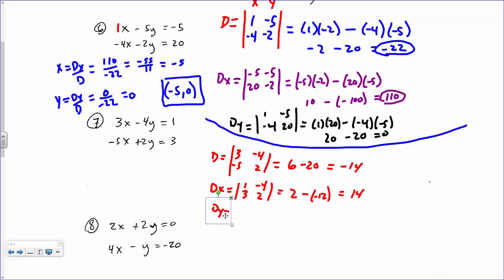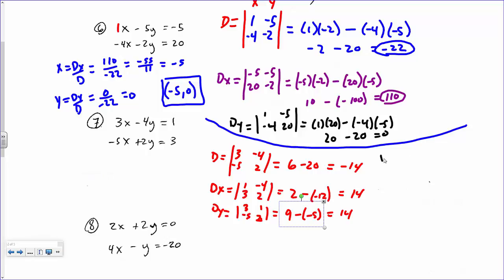dy, the final one we'll do. We'll replace the y column with 1 and 3. The x column is the same, 3, -5, so we got 1 and 3. I'm going to say 3 times 3 is 9, minus -5 times 1, which is -5. So 9 plus 5 is again 14. So we can get our answers now.